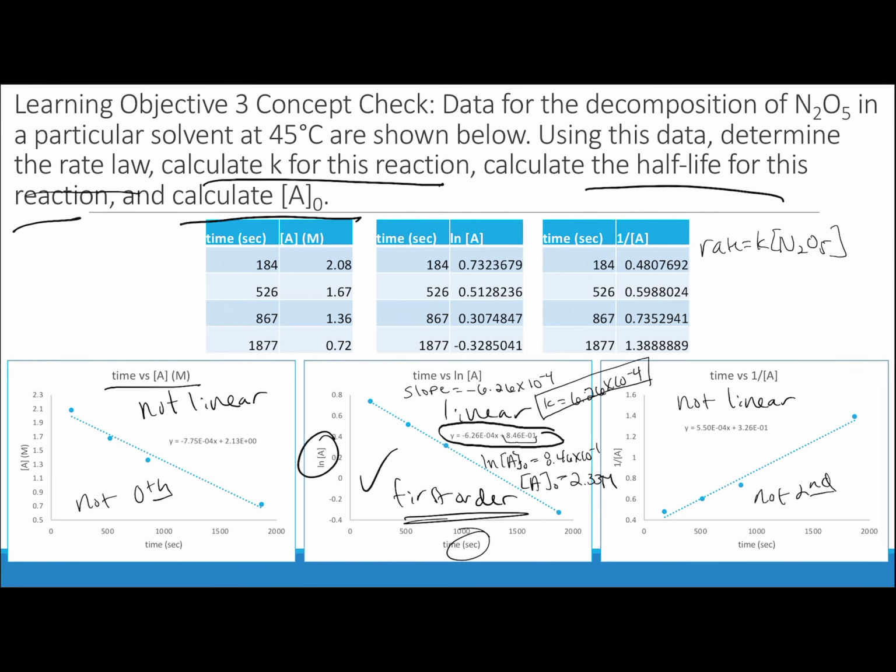Okay. And then our half-life for this, t1/2, is equal to 0.693 divided by k. Our k value here is 6.26 times 10 to the negative 4. So we get a t1/2 equal to 1,046 seconds.